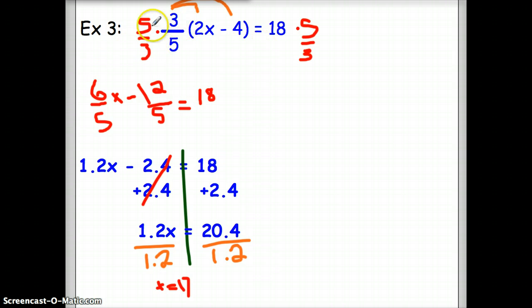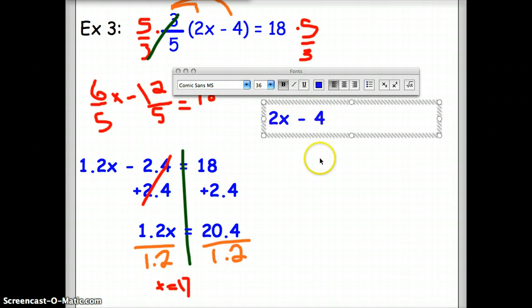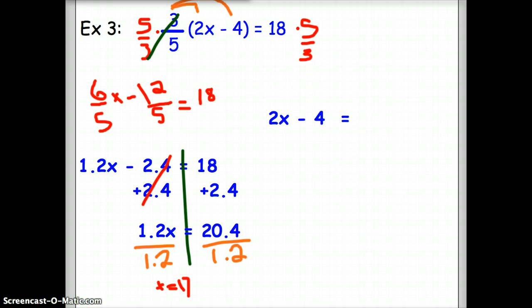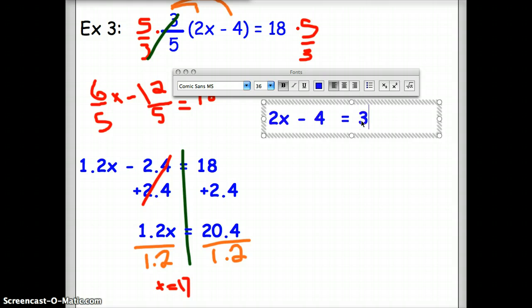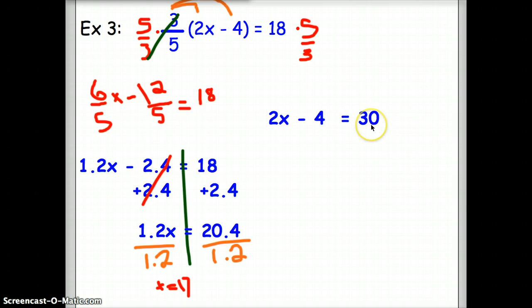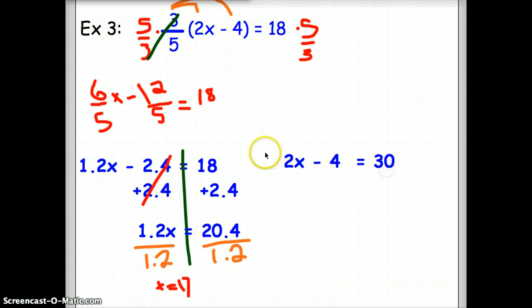Now life's going to be much easier. 5/3 times 3/5, well, that's just 1. So I'm just left with 2x minus 4 on the left. On the right, we have an integer times a fraction. Remember, you can divide by the denominator, multiply by the numerator, and you can do that in either order. I'm going to go ahead and divide first. 18 divided by 3 is 6. 6 times 5 is 30. So that leaves me with 30 on the right side of my equation. Comparing these two equations, the one on the right is much, much easier to deal with than the one on the left.